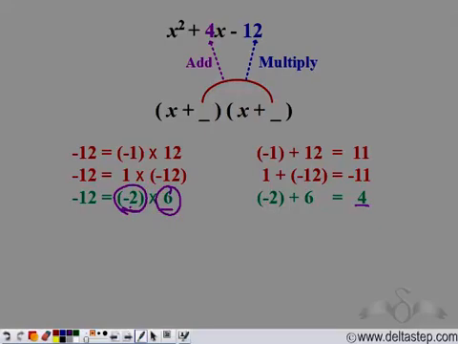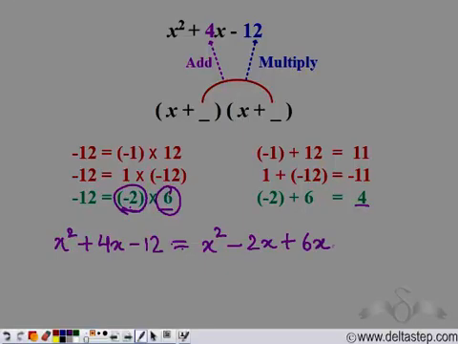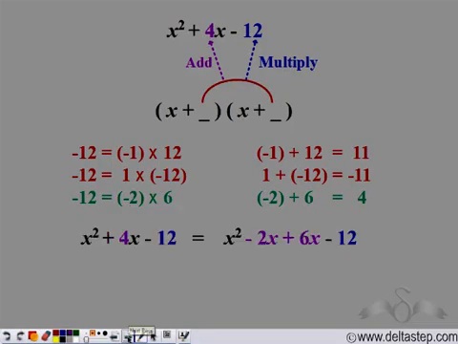So now we write x square plus 4x minus 12 as x square minus 2x plus 6x minus 12. We have split 4x. 4 is equal to minus 2 plus 6. So 4x here is equal to minus 2x plus 6x. We can write it like this: x square minus 2x plus 6x minus 12.